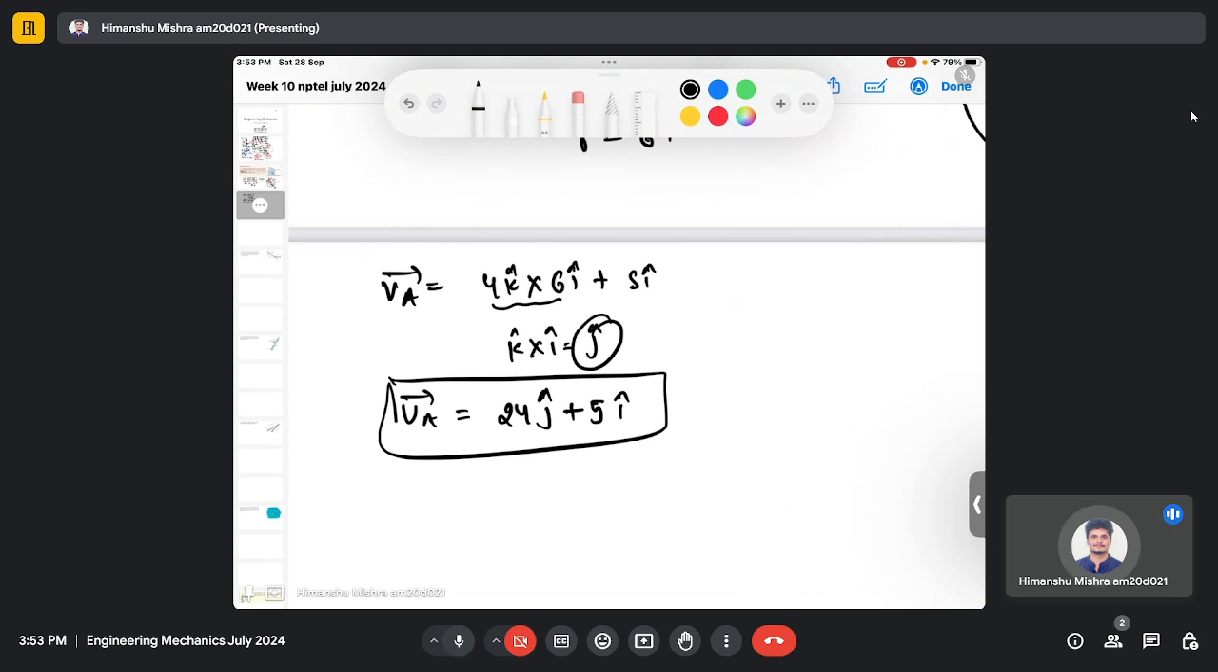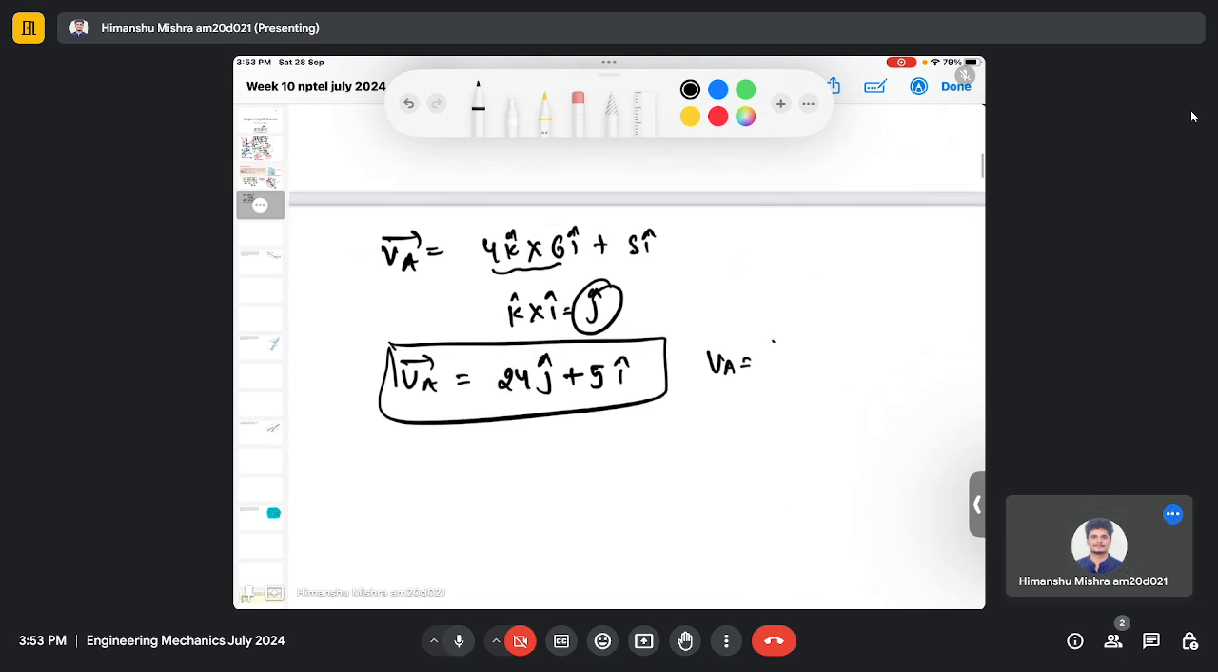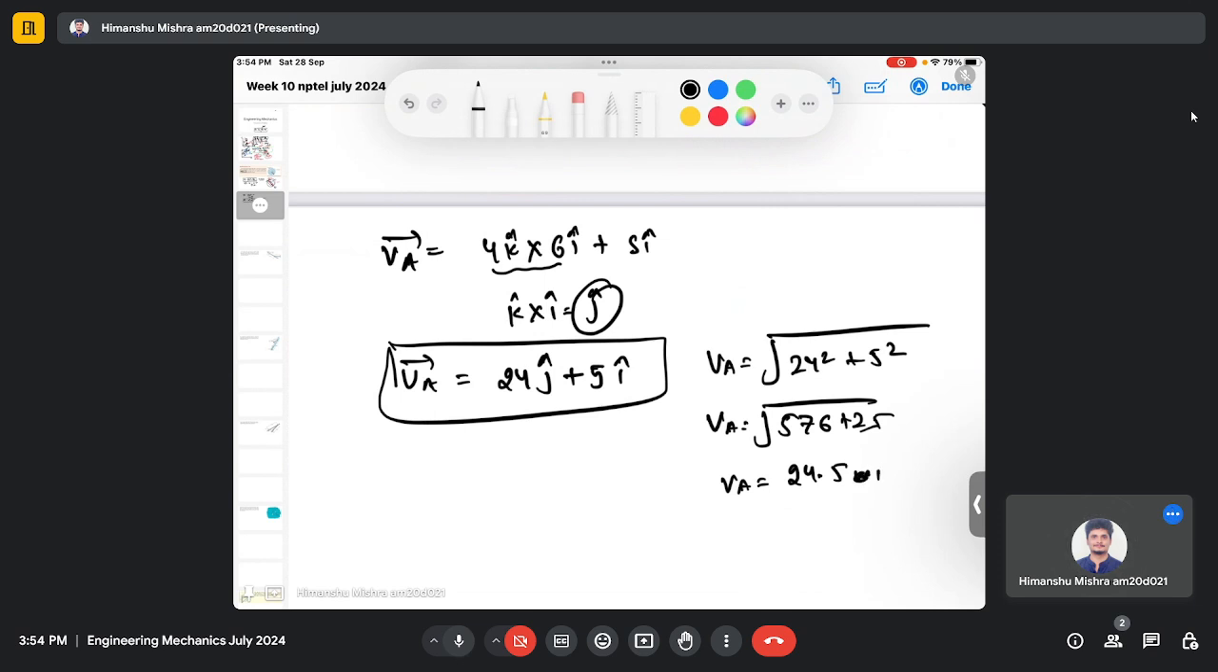And to find the magnitude, I will use this expression: square root of 24 square plus 5 square. So the magnitude of velocity at point A will be 24.5 inch per second.